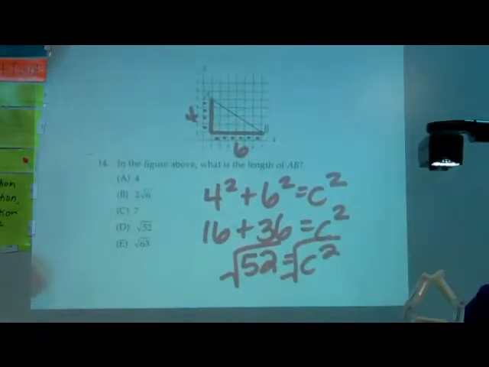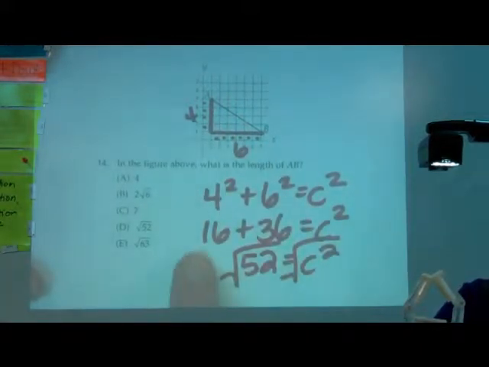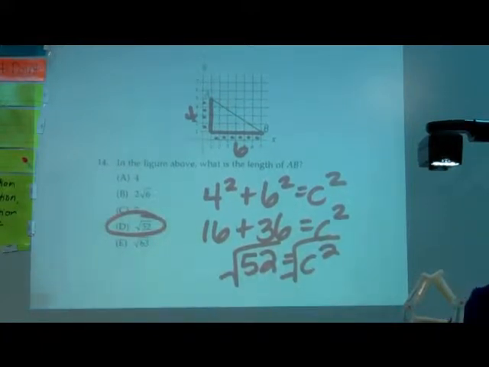All right, so a squared plus b squared equals c squared. So 4 squared plus 6 squared, or 16 plus 36, that's 52. So D.